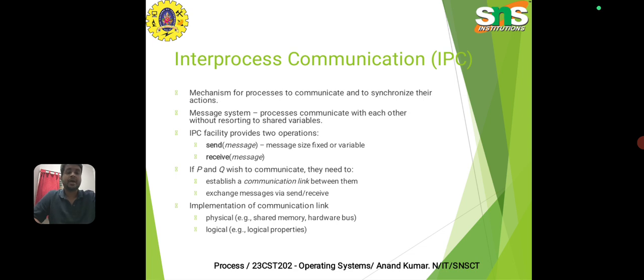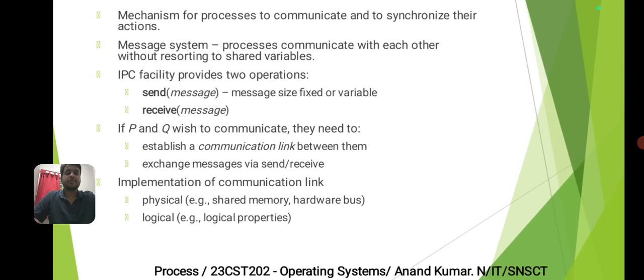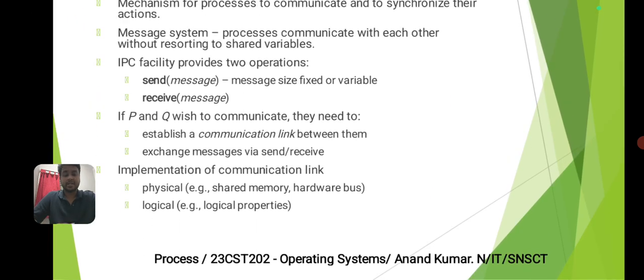Regarding the message system, processes communicate with each other without resorting to shared variables. The IPC facility provides two operations: sending a message and receiving a message. If P and Q are processes that wish to communicate with each other, they need to establish a communication link between them and exchange messages via send and receive. The implementation of a communication link can be done by either physical mode or logical mode.